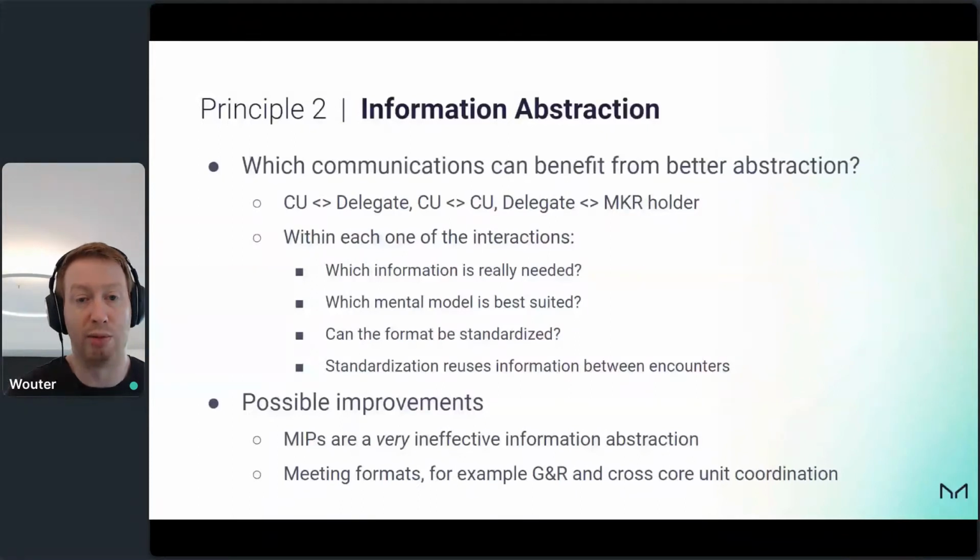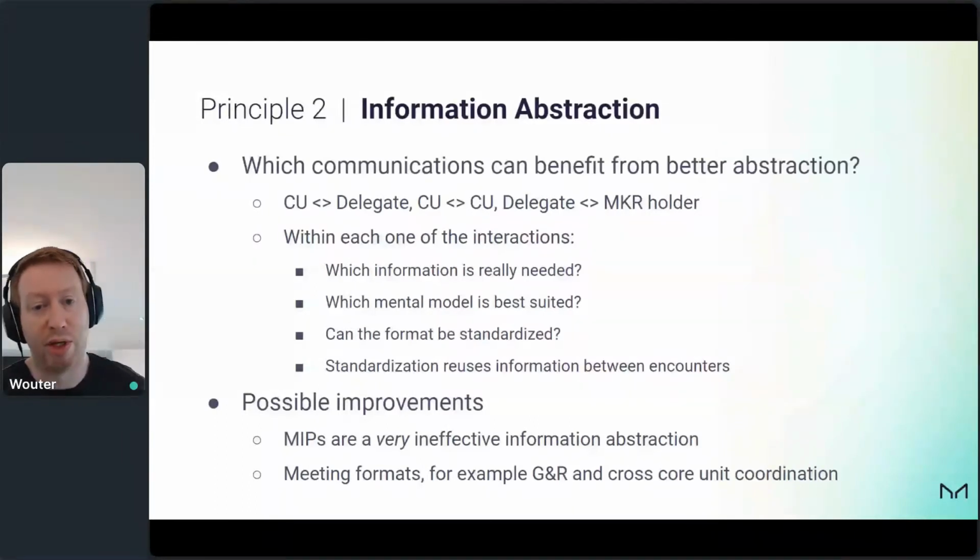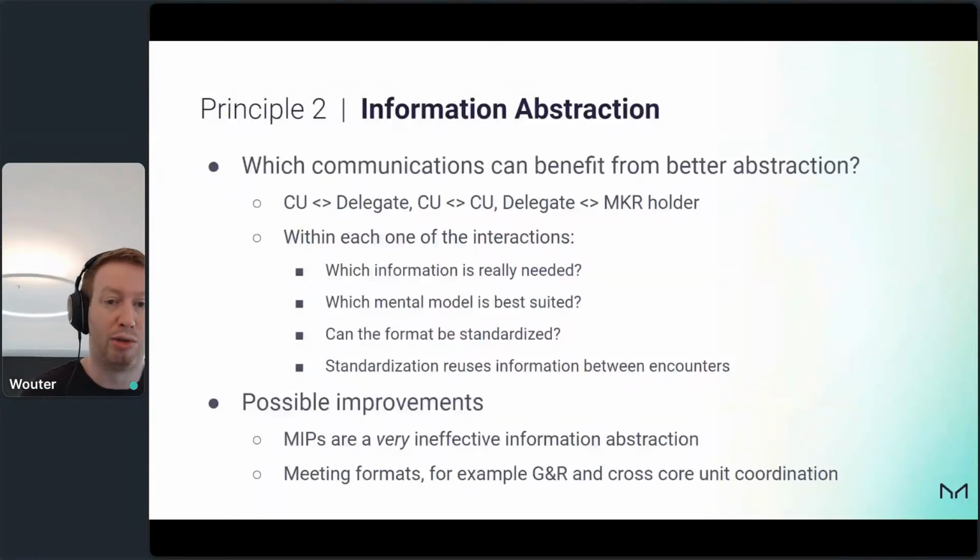And why? Because if a core unit is participating in more than one cross-core unit initiative, then they will already know a lot of the context when they participate in the second one, because they already know it from the first one. The same with delegates. So if delegates want to follow up on different cross-core unit initiatives, then it is absolutely critical that there is a reporting format that talks to the questions that they want to see answered.